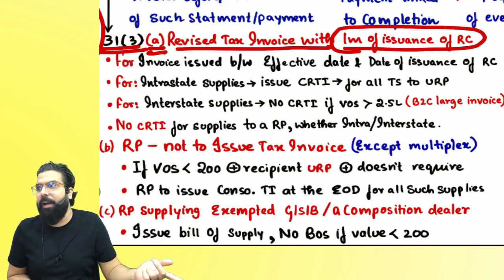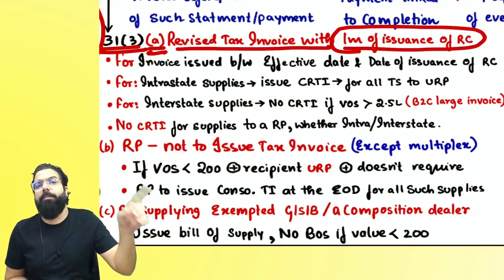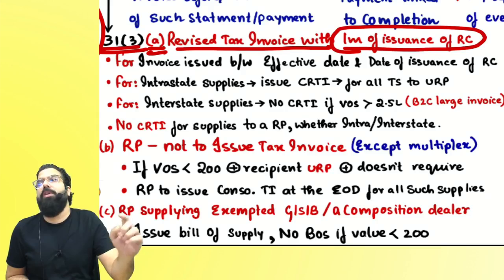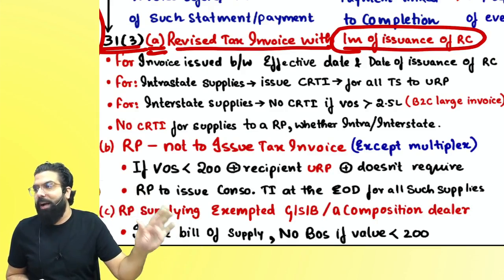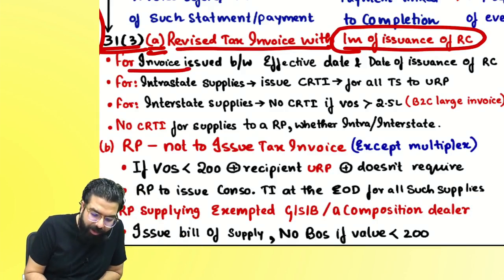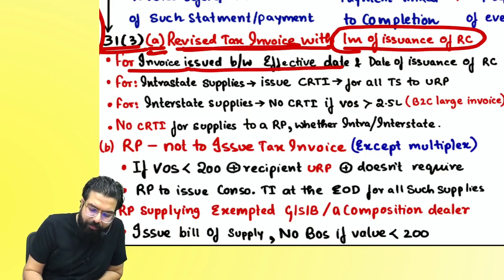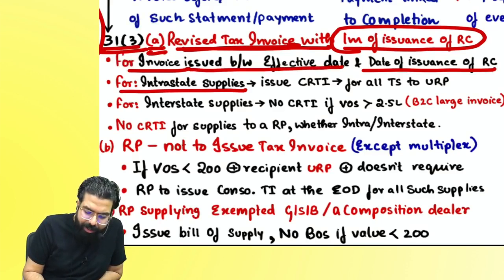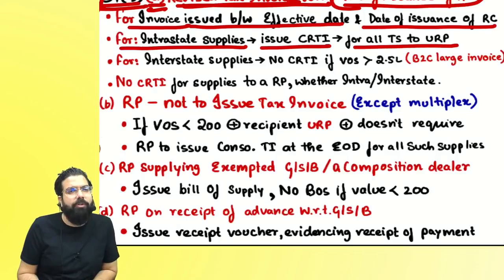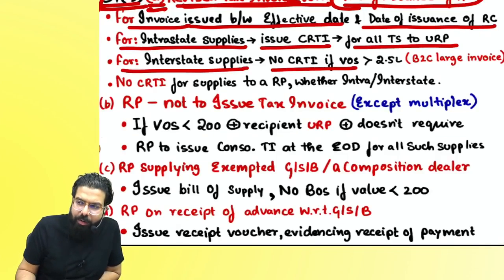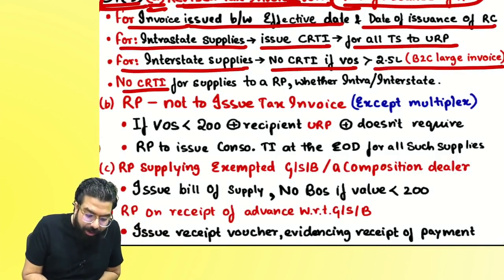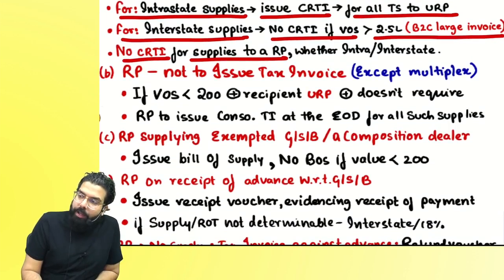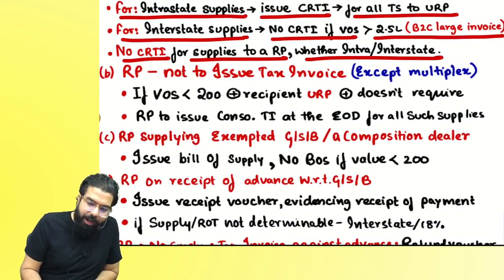But in the case of interstate, you can issue a consolidated revised tax invoice, but for that value of supply where the amount is greater than 2.5 lakh, for that you can't issue what? A consolidated revised tax invoice. So it says over here, for invoices, revised tax invoice for invoices issued between the effective date and the date of grant of issuance of registration certificate. For intrastate, issue a consolidated revised tax invoice for all taxable supplies to unregistered persons. For interstate, no consolidated revised tax invoice if the value is greater than 2.5 lakh. Those are known as B2C large invoices. Sir, no consolidated revised tax invoice if supplies are to a registered person, whether intra or inter.